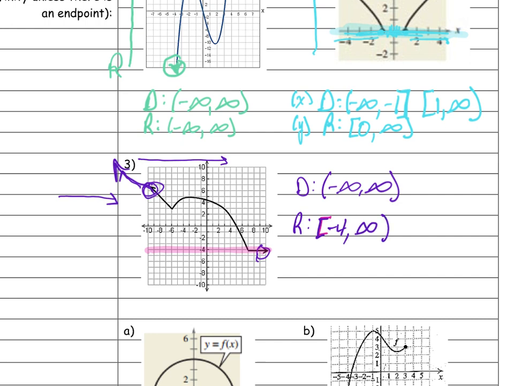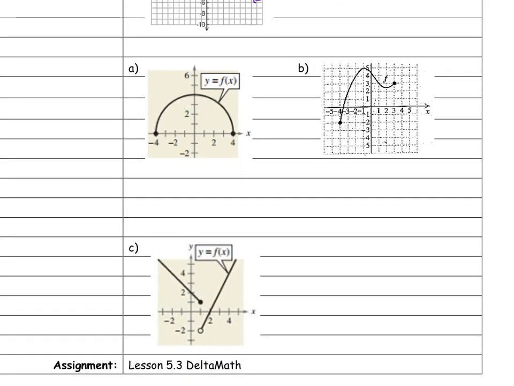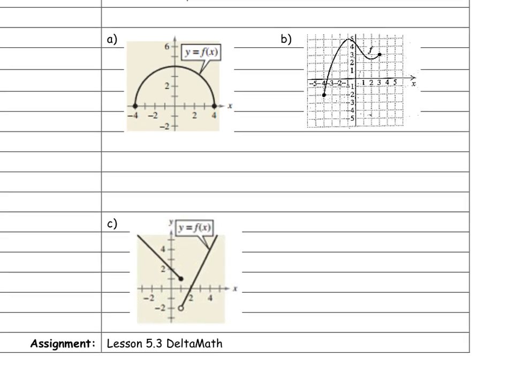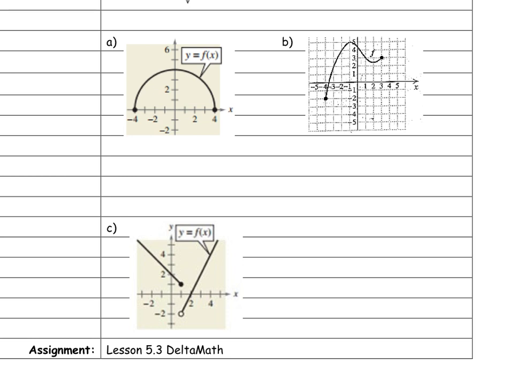Infinity. Wow. Okay, it's going to be infinity. 0. Okay, now I'm going to let you guys try this. I'm going to slide this up. There's 3 graphs, A, B, and C. I'm going to have you try and find the domain and range. If you don't understand it, make sure you're typing in some questions about what you don't understand.